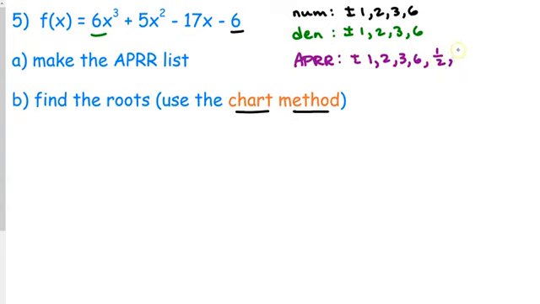1/2, 2/2, 3/2, 6/2. I'm not writing the ones that are duplicates of numbers we already have. And then everything over 3: 1/3, 2/3, 3/3, 6/3, and then everything over 6: 1/6, 2/6, 3/6, 6/6. Okay, so that's it. Now, let me show you what I mean by the chart method. I'm going to show you using a different example.